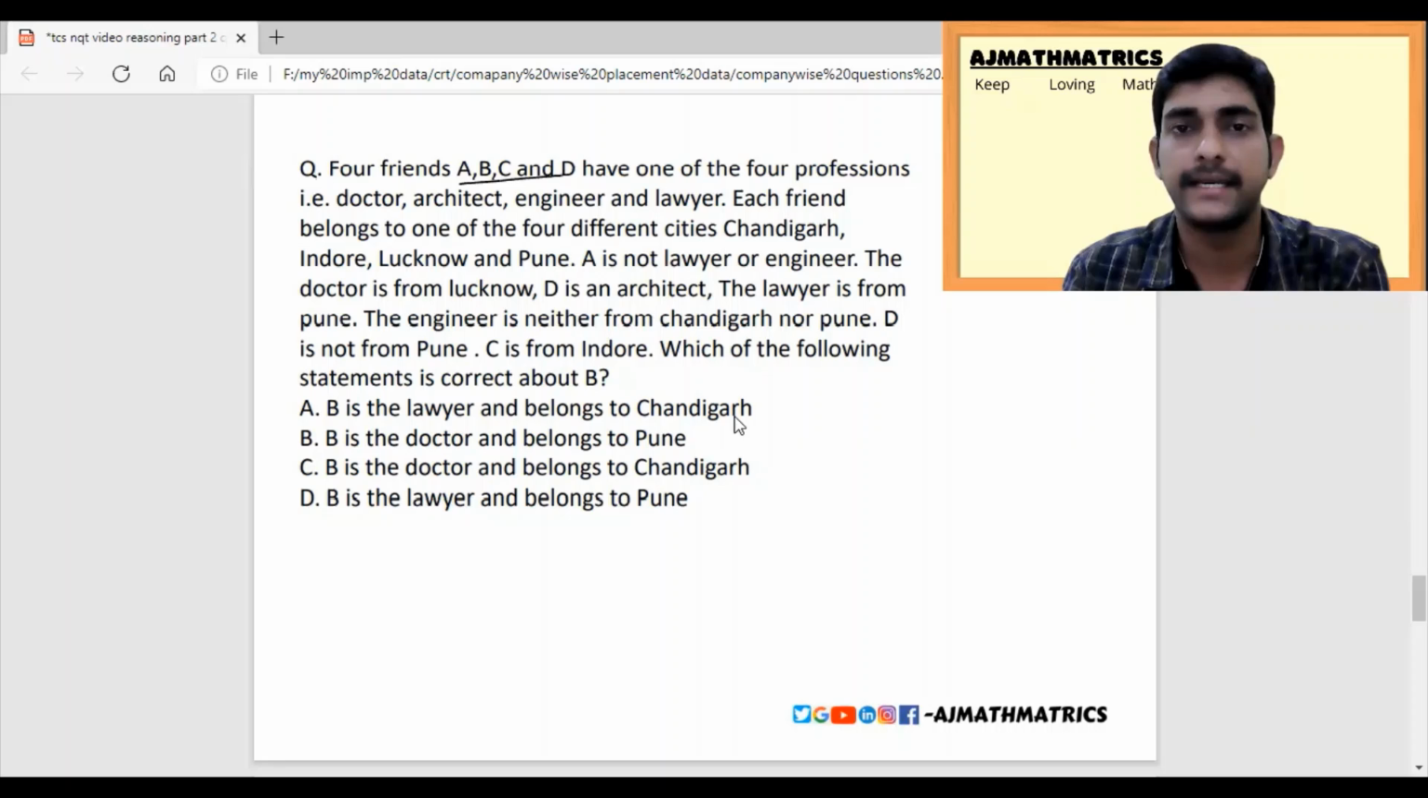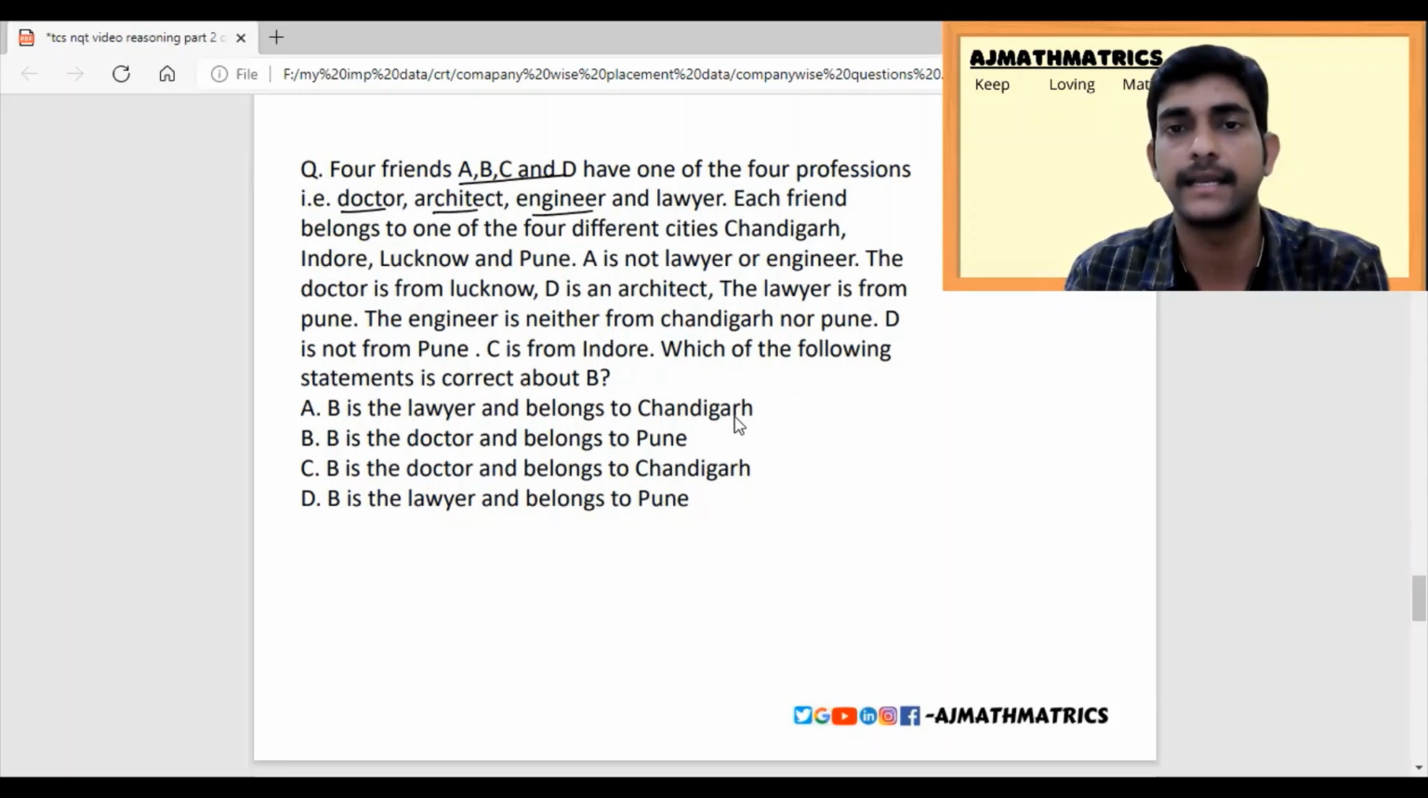4 friends A, B, C, D have one of the 4 professions: doctor, architect, engineer, and lawyer. Each friend belongs to 4 different cities, that is Chandigarh, Indore, Lucknow, and Pune. A is not the lawyer or engineer, so this is the data we need to concentrate on. The doctor is from Lucknow, D is an architect, the lawyer is from Pune, the engineer is neither from Chandigarh nor Pune, D is not from Pune, C is from Indore. Which of the following statements is correct about B?